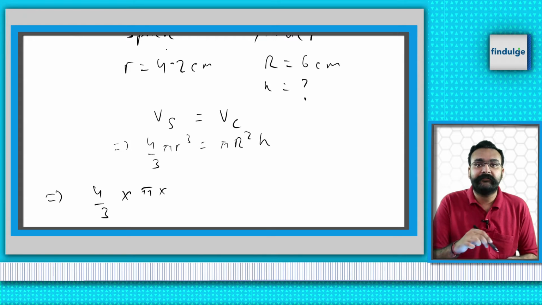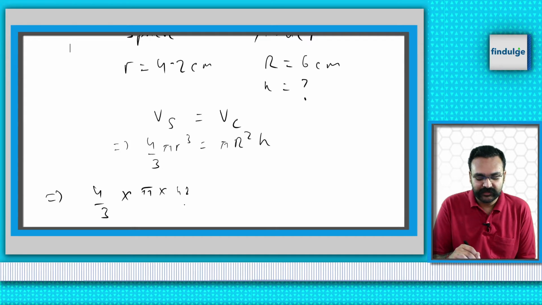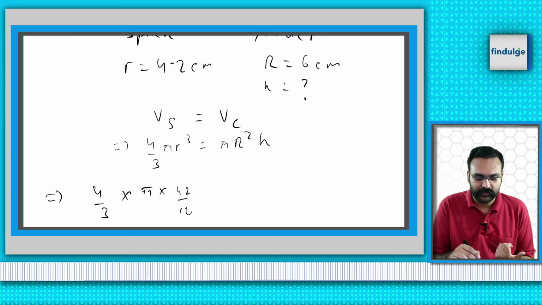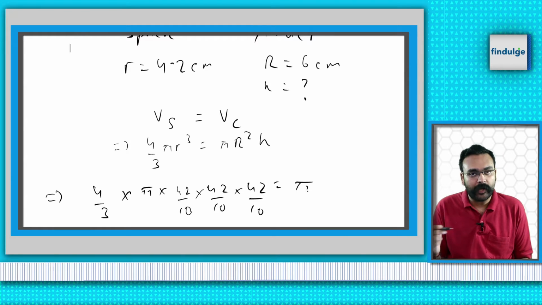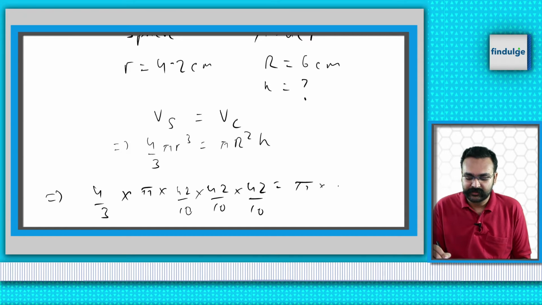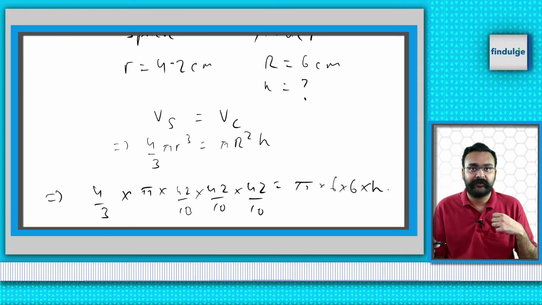Now to not deal with the decimal, I'll write it as 42 by 10, because of course that is what 4.2 is. Now it's 42 by 10 into 42 by 10 into 42 by 10, because it's cubed, equal to here. Also I don't write the value of pi. Here capital R is 6, so 6 into 6 into h, which is what we want to find.